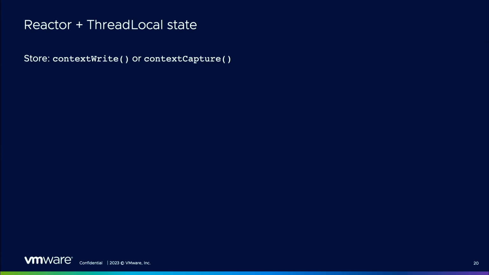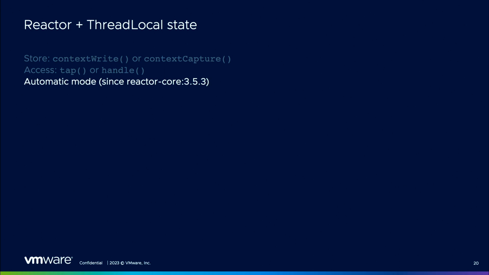So there's operators such as contextWrite and contextCapture, which allow you to store data in the Reactor context and make that data available for ThreadLocal state. And if you want to access it, there's two dedicated operators. One is tap and handle. And within the lambdas that you provide, or the implementations that you provide to these operators, you will get that ThreadLocal state automatically restored for you.